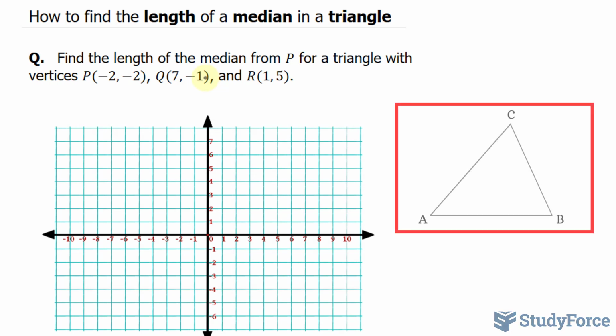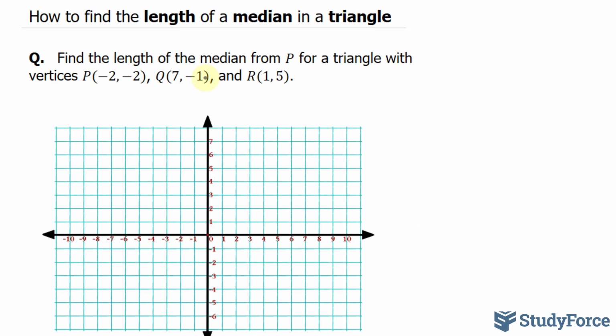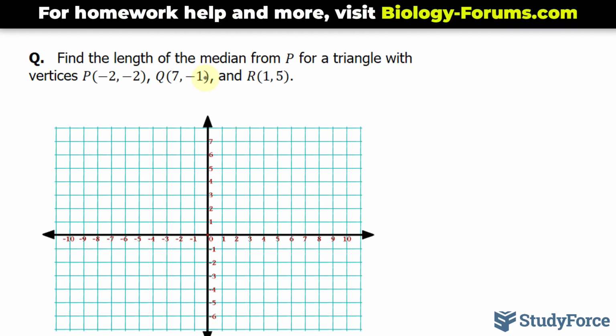Pretend that you had a triangle and you extended a line from one of its vertices to the midpoint of the opposite side. What we want to do here is find the length of the median from the vertex P to what's opposite of that. So it's probably best that we plot these points first and then we'll get a better visual.